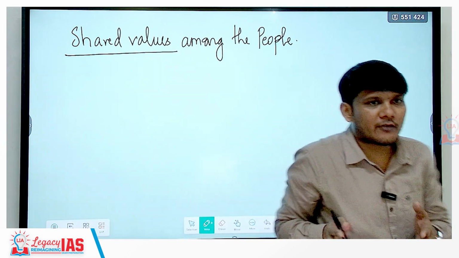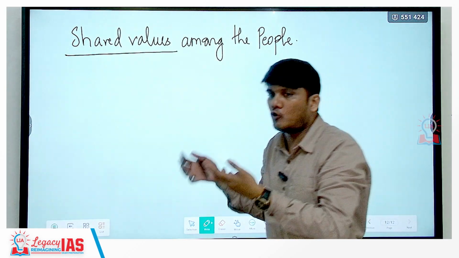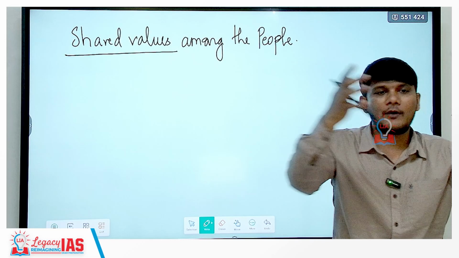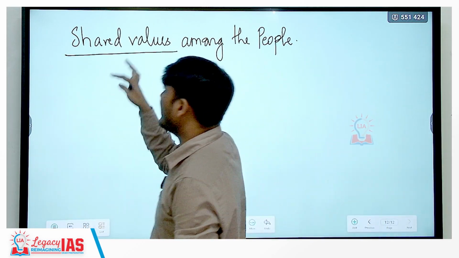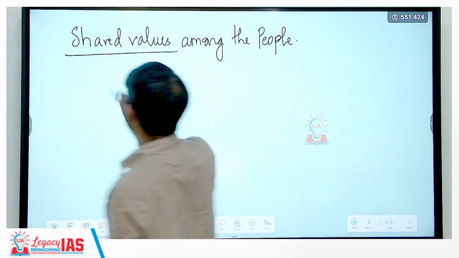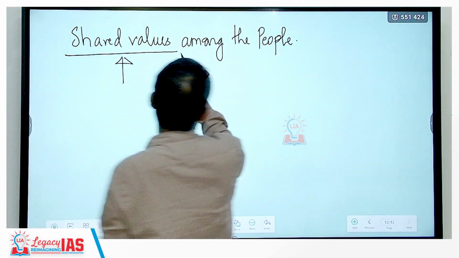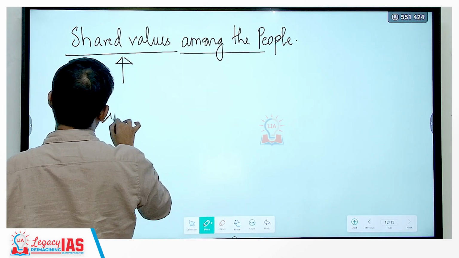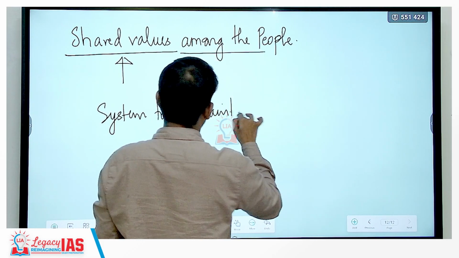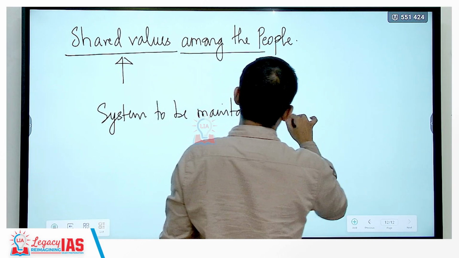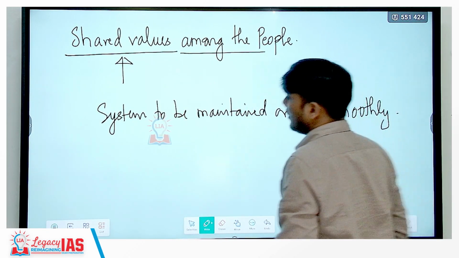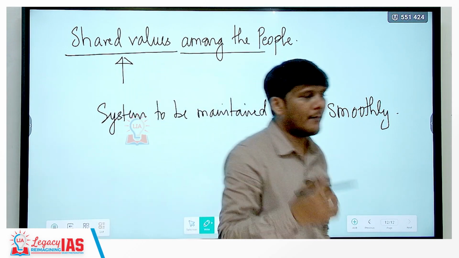If half of the people are saying you should commit crime and half are saying you should not, the population would be divided, there would be chaos, and the maintenance of society would not be possible. Hence, the functionalists say that there needs to be shared value among the people in order for the system to be maintained or run smoothly. So this is what functionalism is all about.